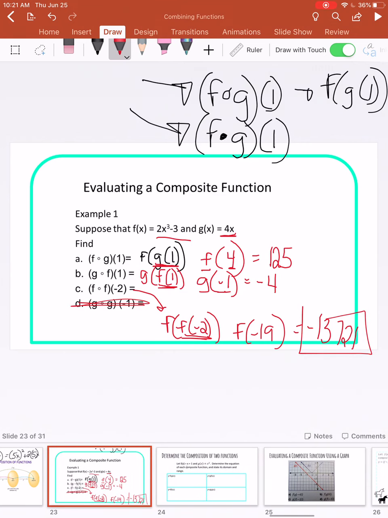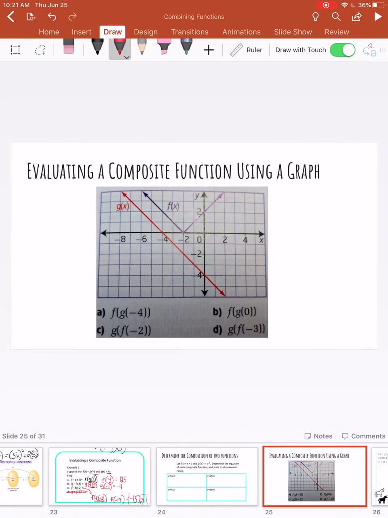The next section in my notes is where you're going to see the graph. Just like with addition, subtraction, multiplication and division, we could find the multiplication of two functions using a formula, a graph, or a table of values. The same holds true with a composition. So now we're going to show you what that looks like.